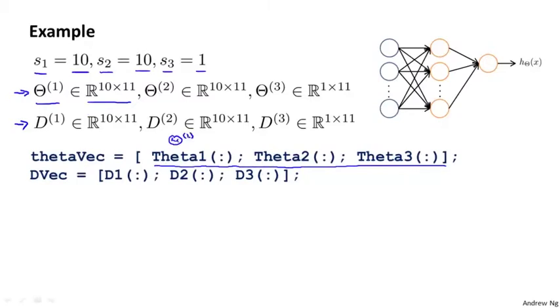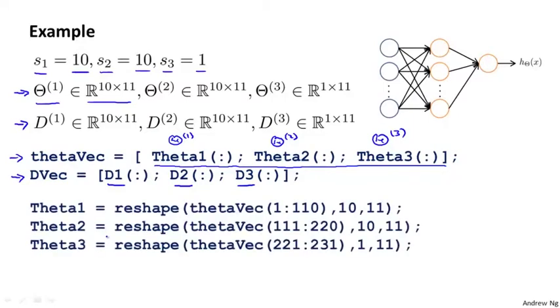You can take all the elements of theta 1, all the elements of theta 2, all the elements of theta 3, and unroll them and put all the elements into a big long vector, which is thetaVec. And similarly, the second command would take all of your D matrices and unroll them into a big long vector and call it DVec.